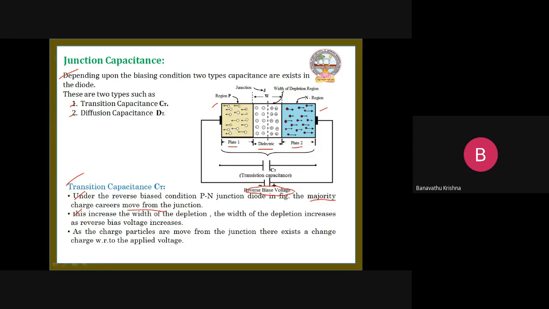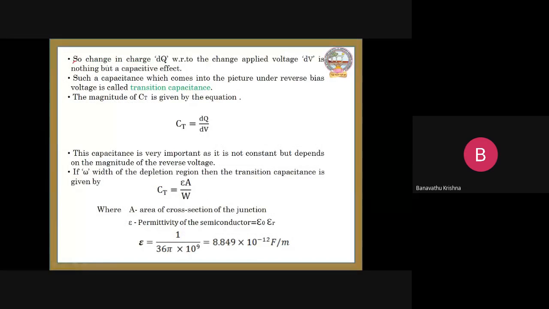By increasing this voltage, what happens? They are moving away from the junction. Then there is a change in hole density, change in current density with respect to applied voltage. If you are increasing or varying this voltage here, then a change in hole density or change in electron density will occur with respect to this applied voltage. So the change in charge, with respect to applied voltage, is nothing but dq.